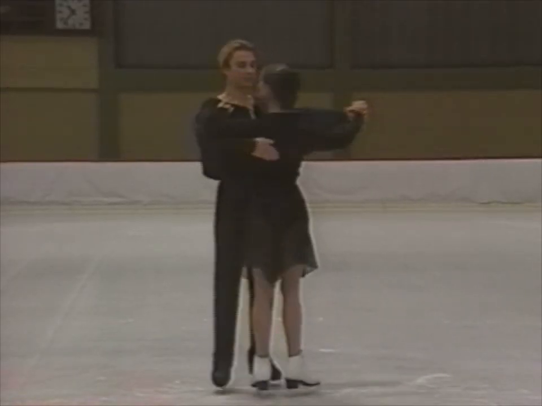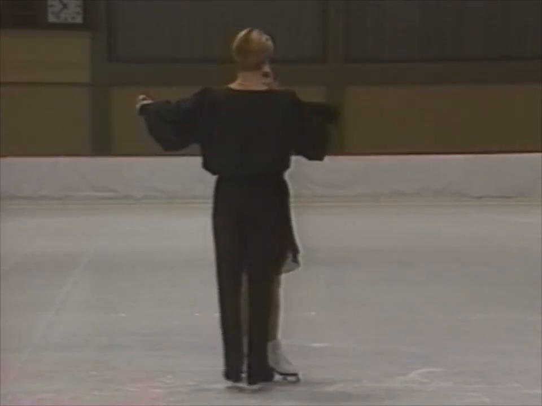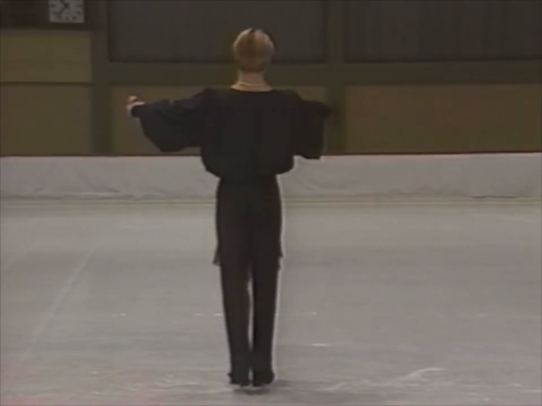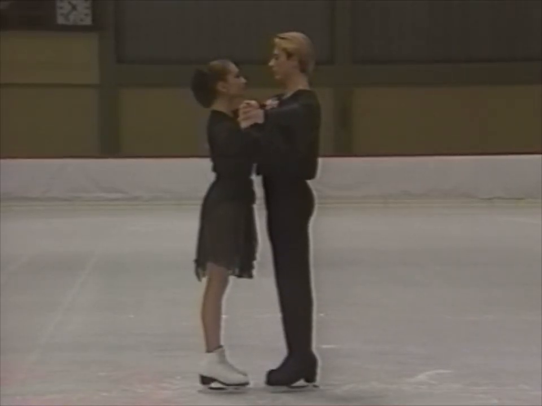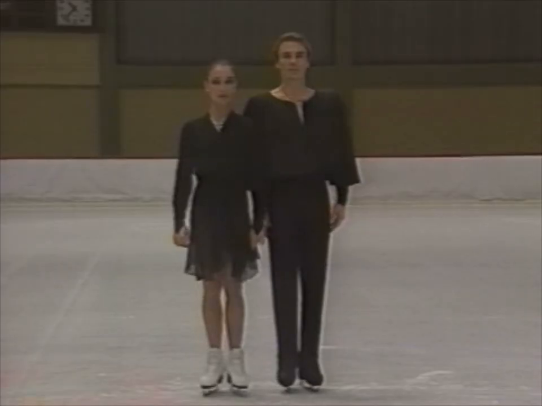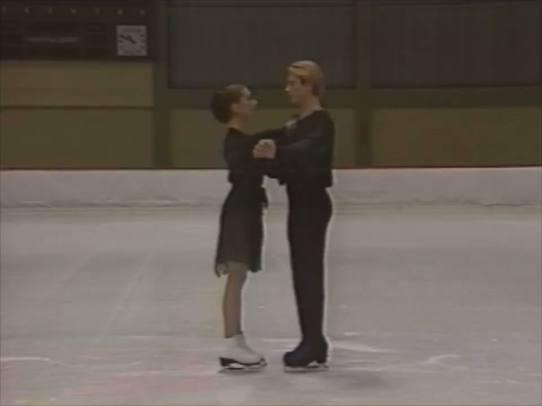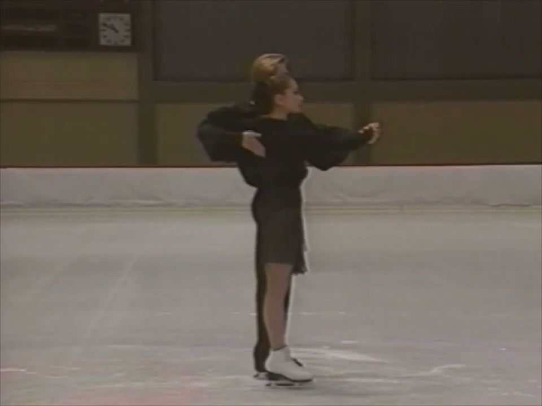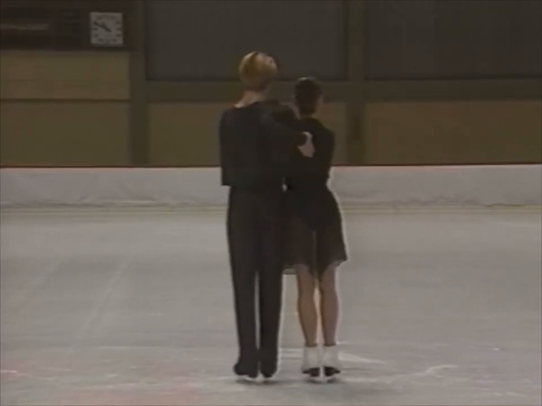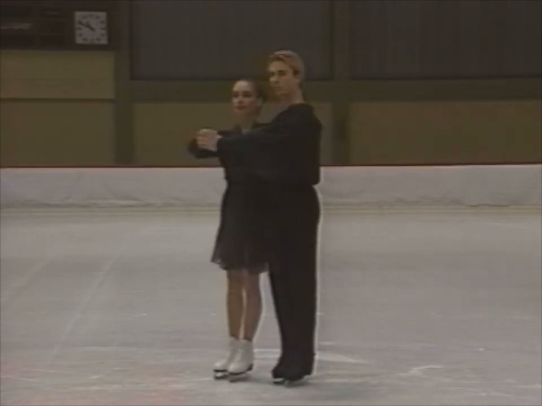The left hand of the lady is placed on the shoulder of the man so that her arm rests comfortably, elbow to elbow, on his upper arm. The left arm of the man and the right arm of the lady are extended comfortably at shoulder height. Open or foxtrot position. For open or foxtrot position, the hand and arm positions are similar to those of the closed or waltz position. The partners simply turn slightly away from each other so that they both skate in the same direction.